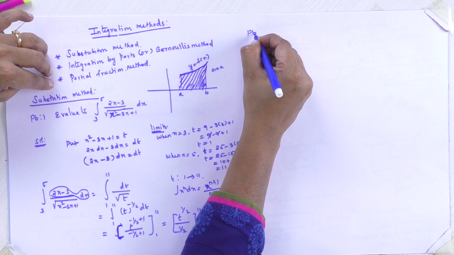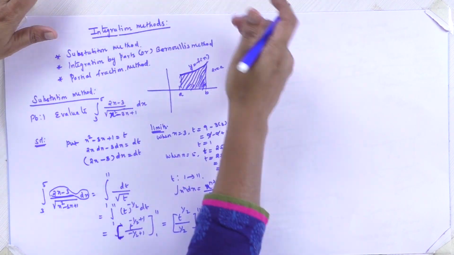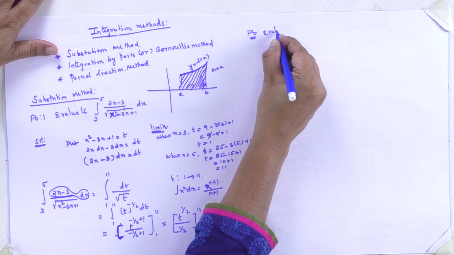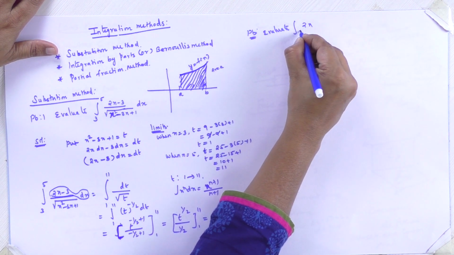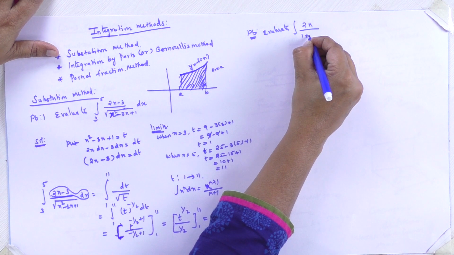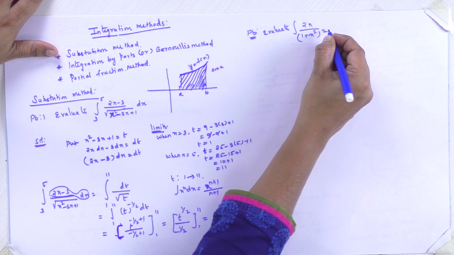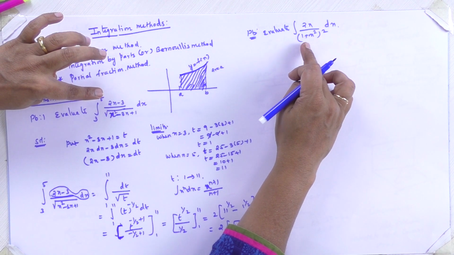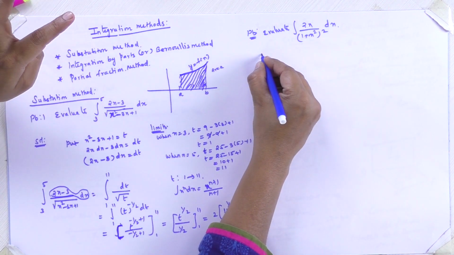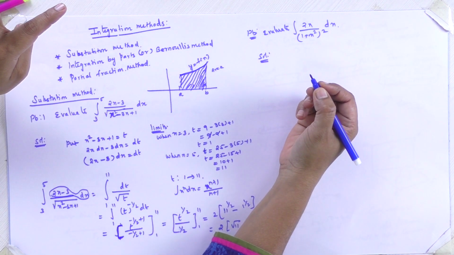Let us consider the second problem. Evaluate the integral of 2x divided by (1 plus x square) the whole square into dx. See, in the denominator we have 1 plus x square the whole square. Here also we are going to adopt the substitution method.